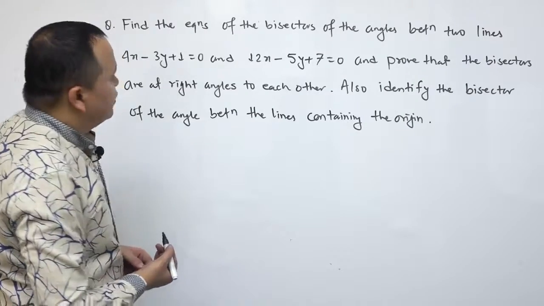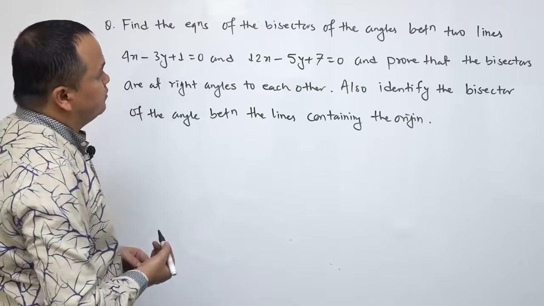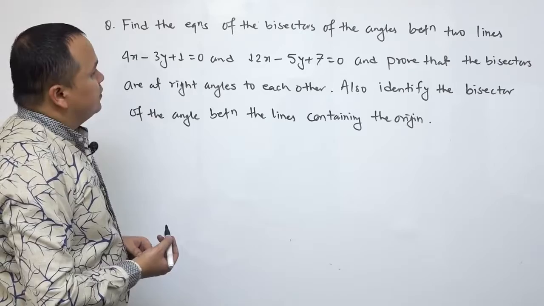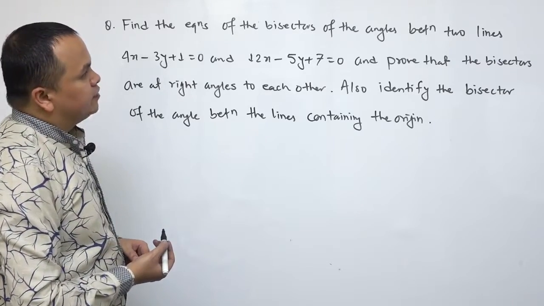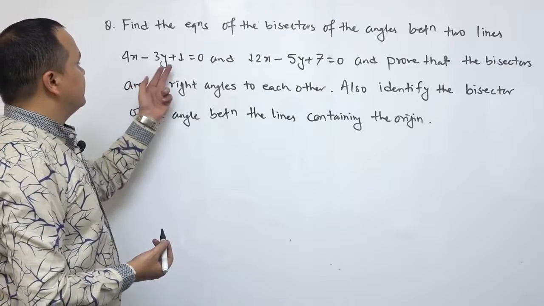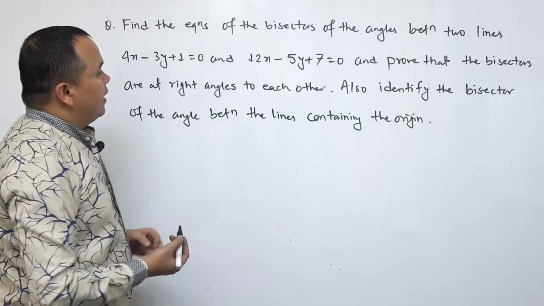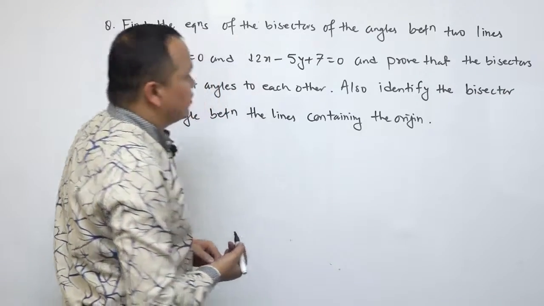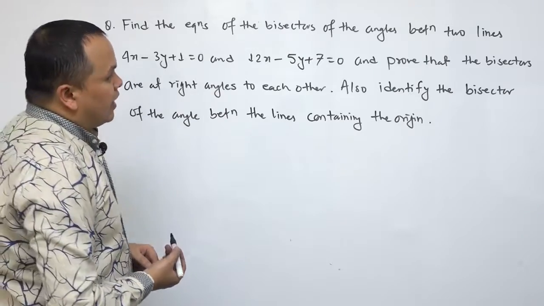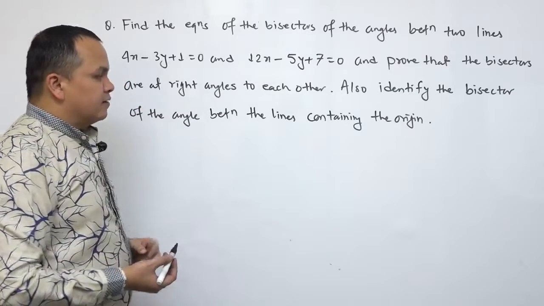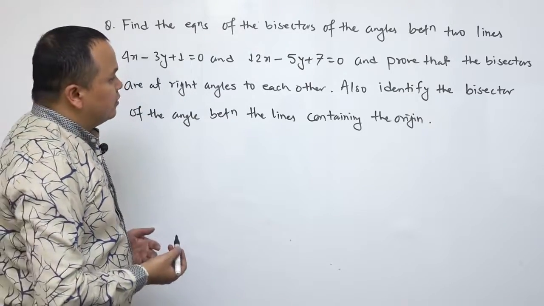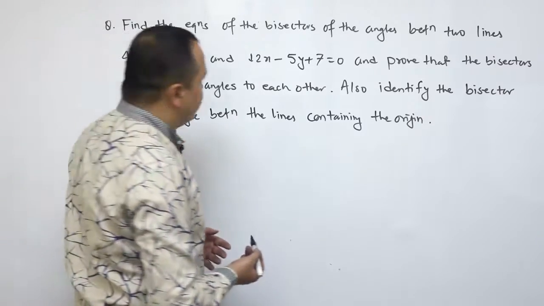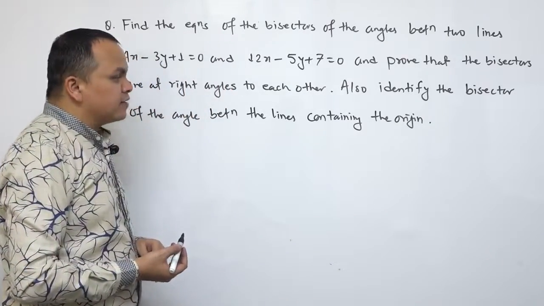Now take one very important example. Find the equation of the bisectors of the angles between two lines 4x - 3y + 1 = 0 and 12x - 5y + 7 = 0, and prove that the bisectors are at right angles to each other, that is, perpendicular to each other. Also identify the bisector of the angle between the lines containing the origin.